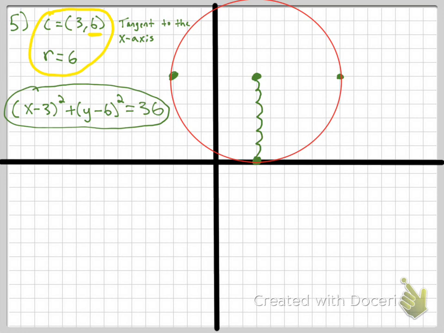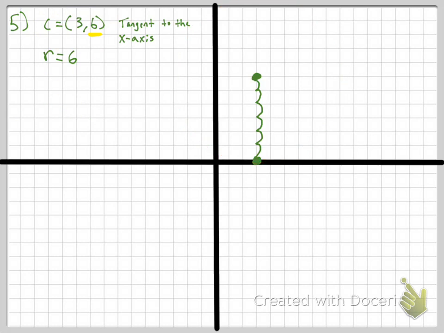Ooh, too fast, too much. Let me go back. So, if I have my center at (3, 6), and my circle is touching the x-axis, it means it's touching at that green dot on the x-axis right there. That means my radius is 1, 2, 3, 4, 5, 6. Okay, so my radius is 6.